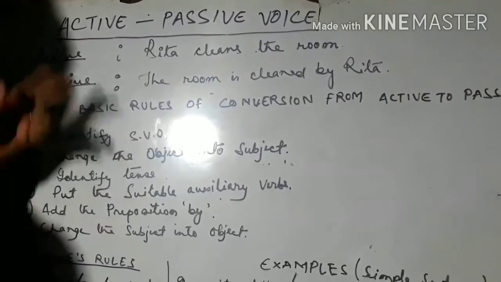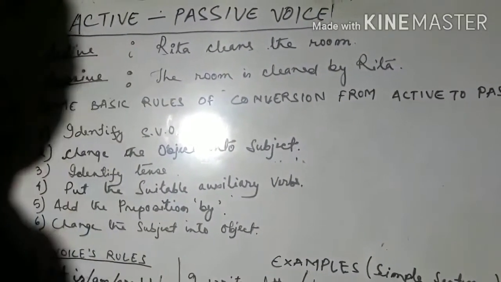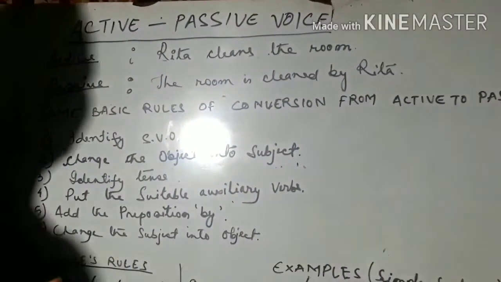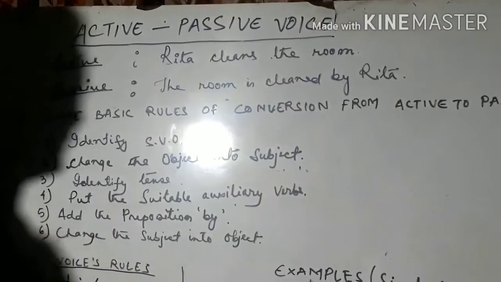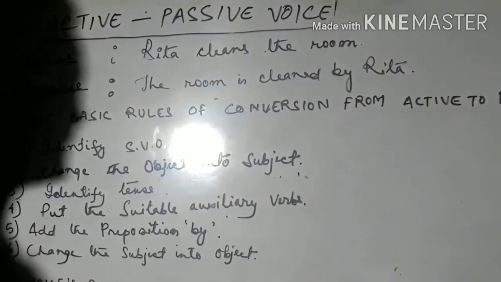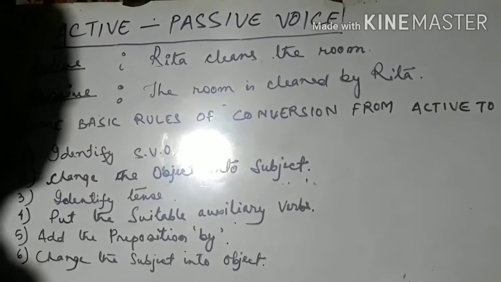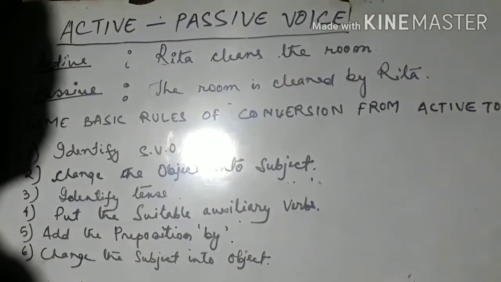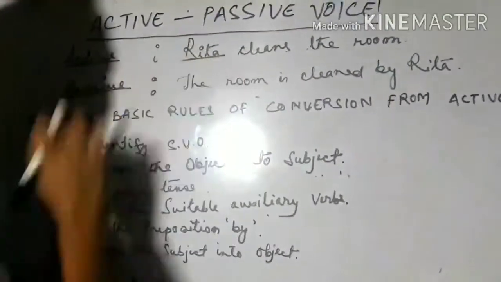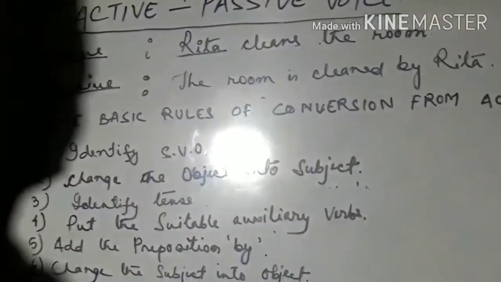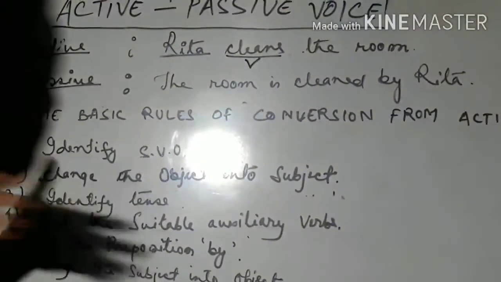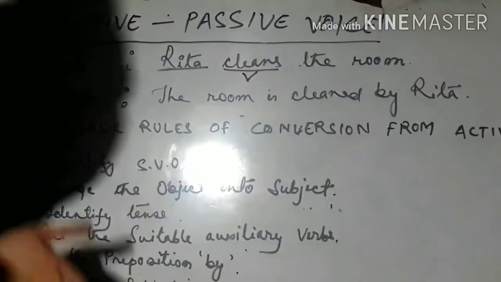So let us identify the subject, verb and object in this sentence. What is the subject of a sentence? The subject is the doer of an action in a sentence. So here Rita is the doer of an action. What is that action in this sentence? Clean. What is our verb? Verbs are action words, they are called verbs.